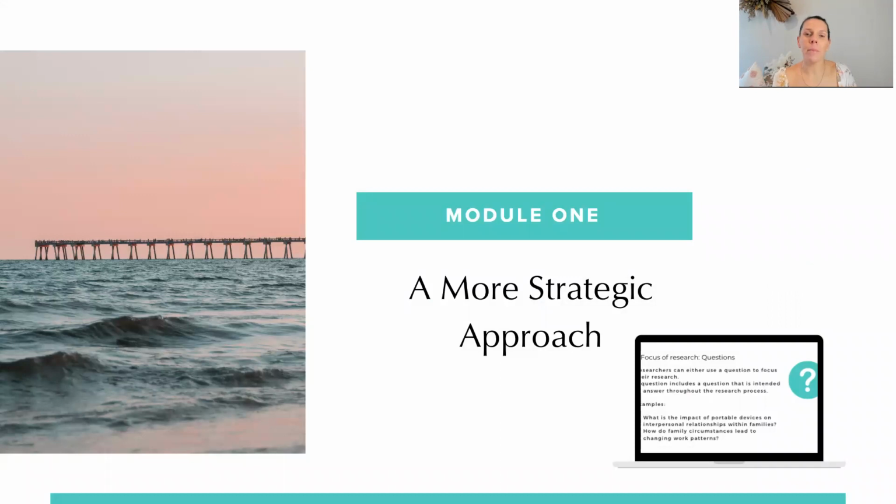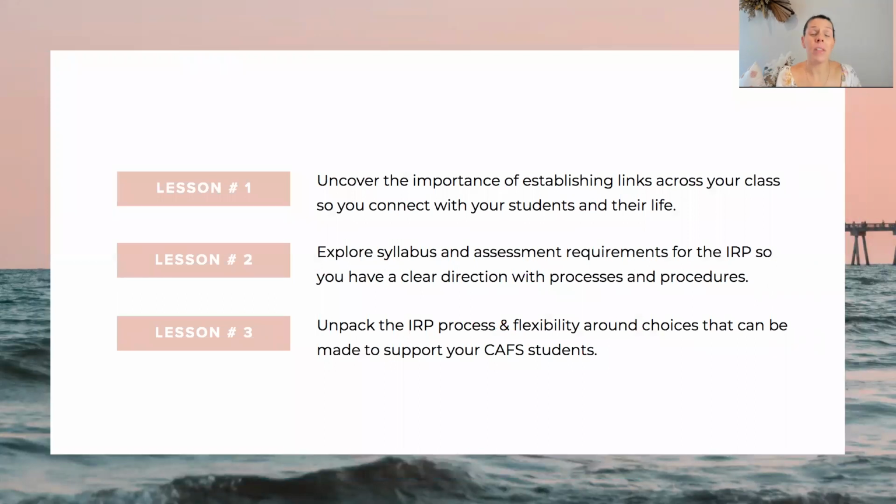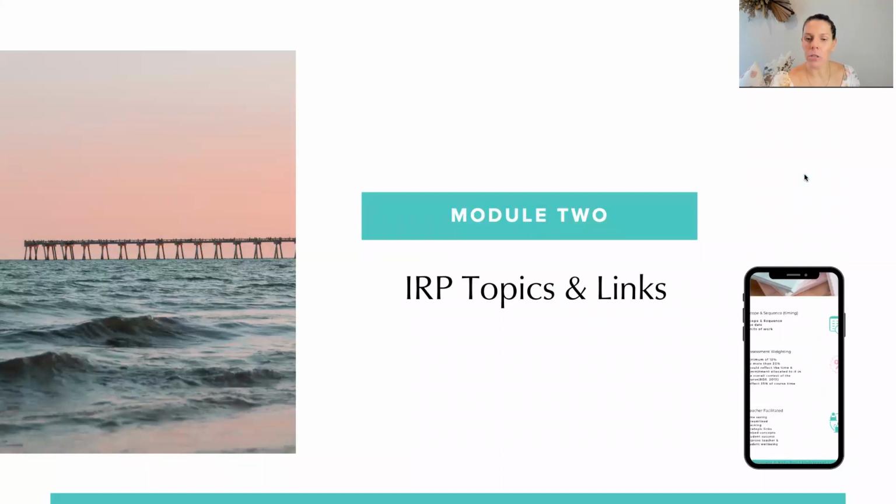Module 1 is really about being more strategic to set out the actual process itself. So uncover the importance of really establishing those links across the class, those connections, explore those syllabus requirements. Remember, a maximum of 20% is allocated to this in your assessment schedule of school-based assessment, maximum of 20%. If we're still marking IRPs that look like this, 20%, does it equate to this? Does it reflect the time and energy required? I don't think so.